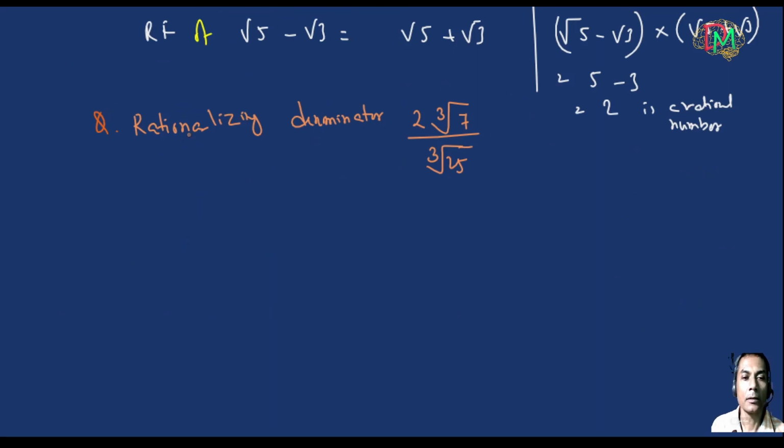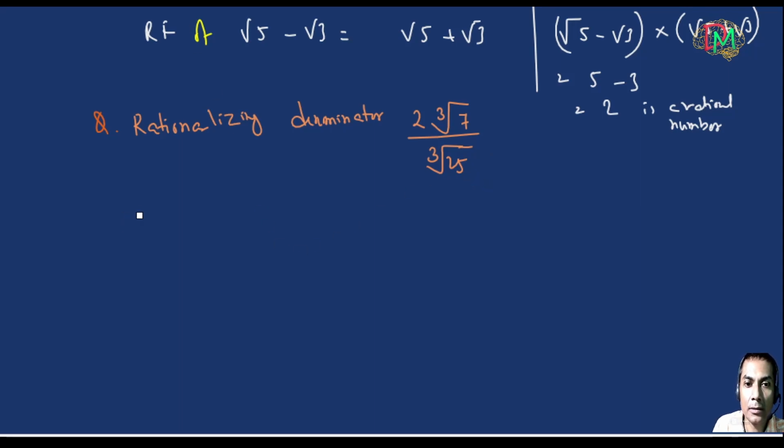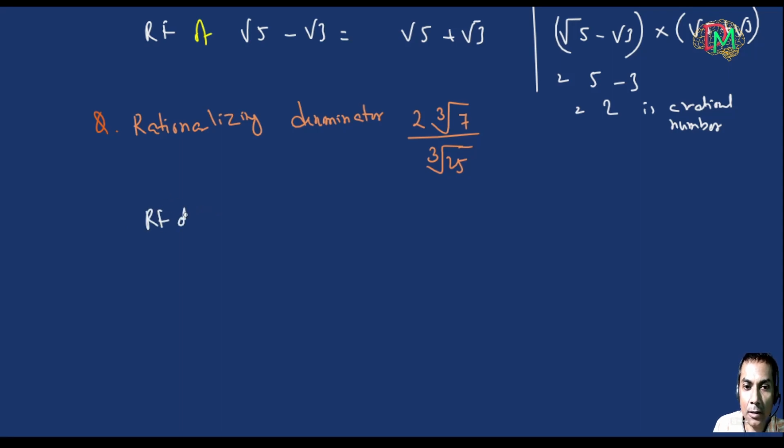Let's answer this question, that is rationalizing the denominator. Rationalizing the denominator means this part we have to rationalize. After rationalizing the denominator, we get one rational number on the denominator side. So how can you do that? First we have to find out the RF of the denominator. RF of cube root 5 square. How can you find out?